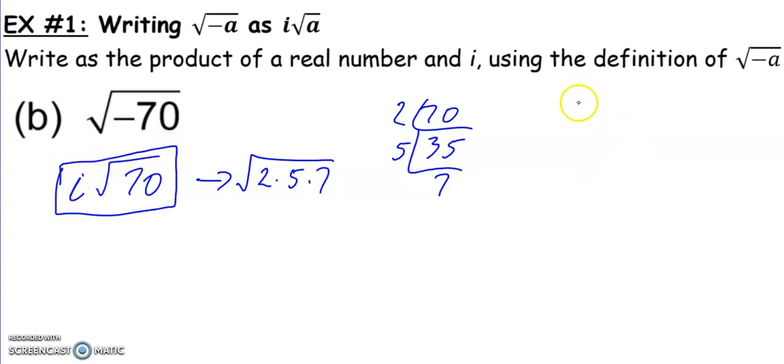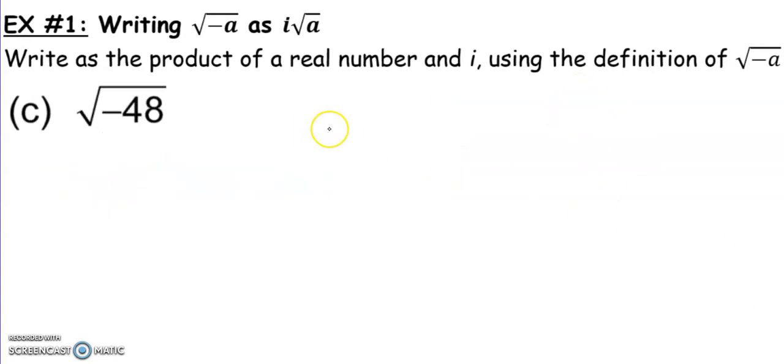Boom. You could have also used factor trees to find your perfect squares. So using the idea of perfect squares, I want you to go ahead and try this one, and we'll get together in class. We'll talk about how we did that. Boom. So make sure you come with questions if you have them.